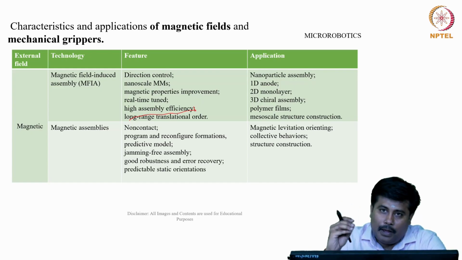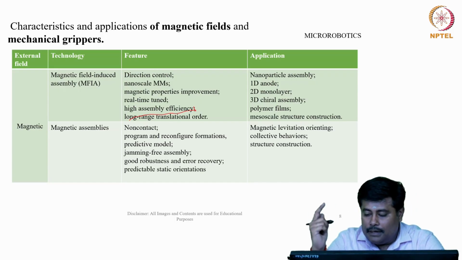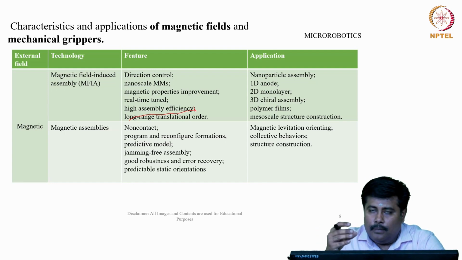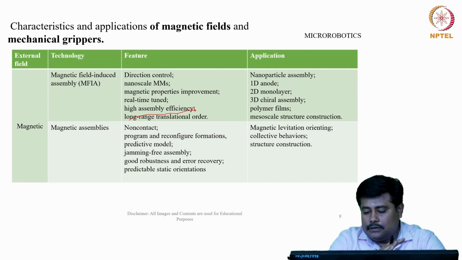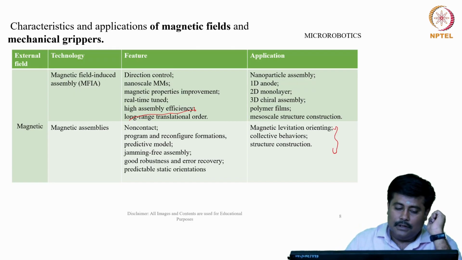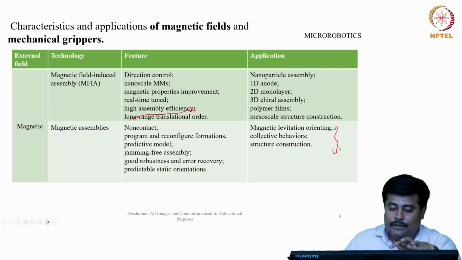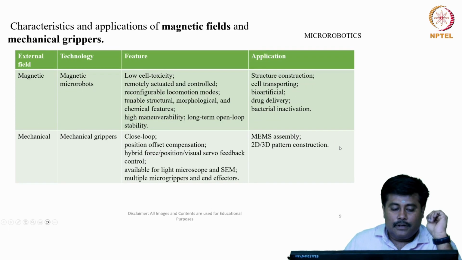From an application perspective, it has magnetic levitation and orienting. It has collective behavior, and it exhibits structure construction. So, these are some of the applications with direct relevance to magnetic assemblies, and these are some of the features which it exhibits.